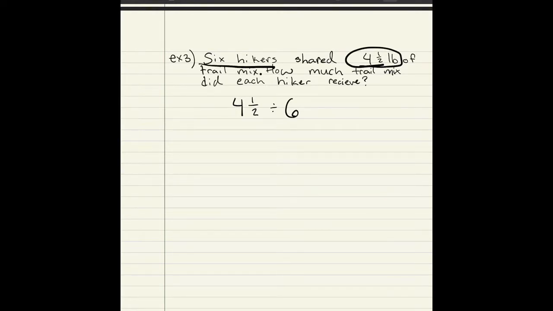So I need to change 4 1/2 into an improper fraction. So I multiply my whole number with my denominator. So it's 4 times 2, which gives me 8. Now I need to add my numerator. So 1 plus 8 equals 9. 9 is my new numerator, and my denominator just comes down.